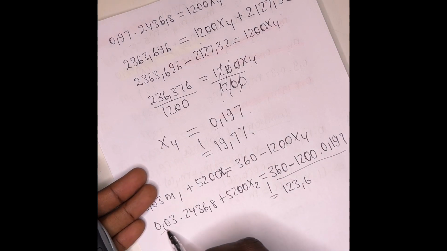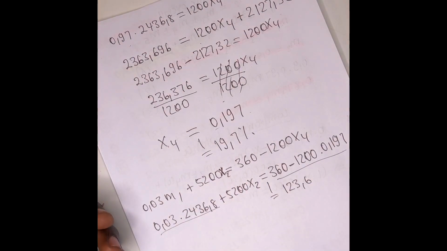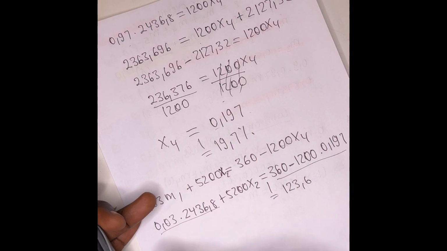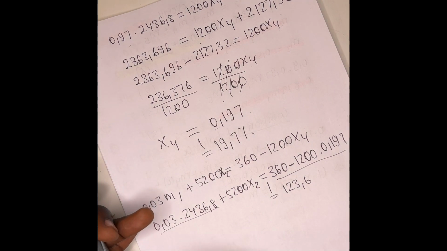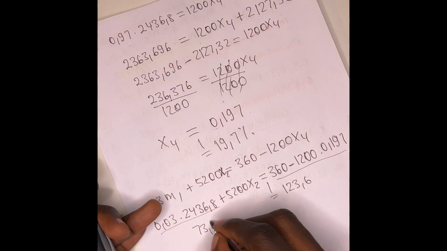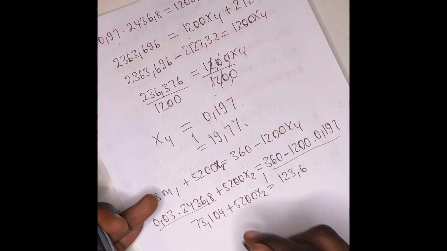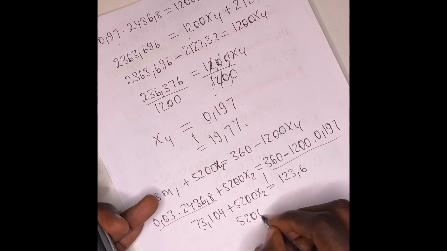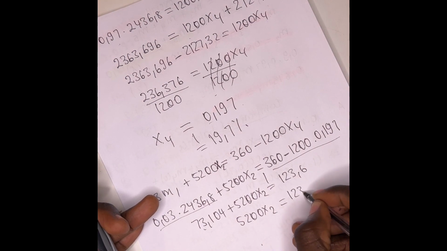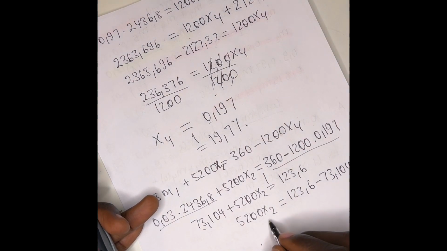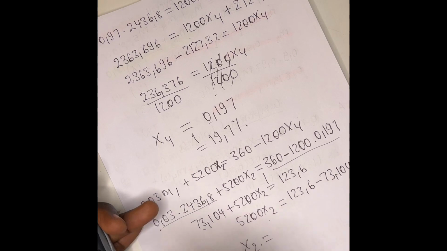123.6. So we have to take again this number times 0.03 times 2436.8. We're going to find something like 73.104, plus 5200x2. So this can go to that side. We're going to have 5200x2 equal to 123.6 minus 73.104. So now solving for x2, that's the result we're going to find there.